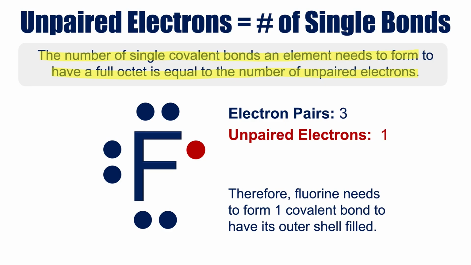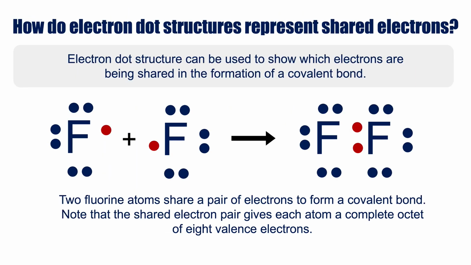So let's visualize this using electron dot structures. Here are two individual fluorine atoms, and when they're by themselves, they each have 7 valence electrons. But if those two fluorines form a single covalent bond and share their unpaired electrons, we can see on the right-hand side that both of those fluorines now have 8 valence electrons around them. Both of them now have a full octet, and they're now going to be stable.